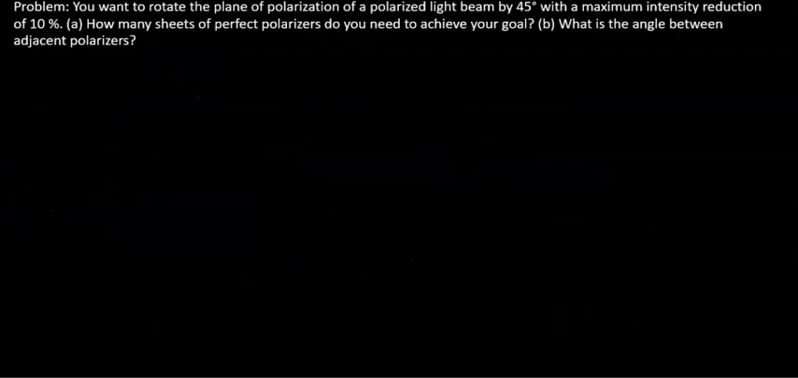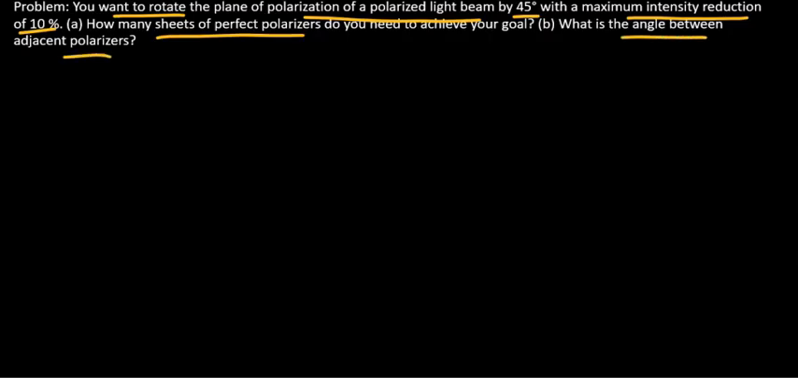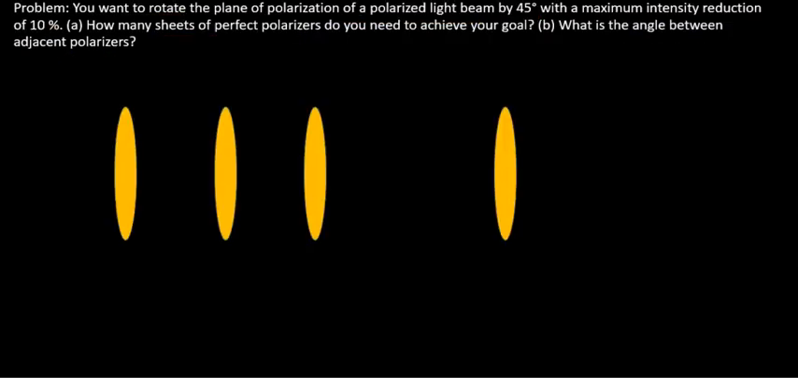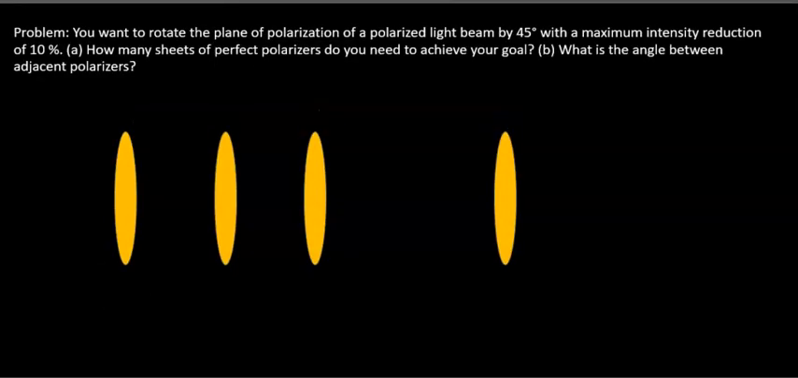Let's look at this problem. You want to rotate the plane of polarization of a polarized light beam by 45 degrees with a maximum intensity reduction of 10%. How many sheets of perfect polarizers do you need to achieve your goal, and what is the angle between adjacent polarizers? So let's assume you have a few polarizers.